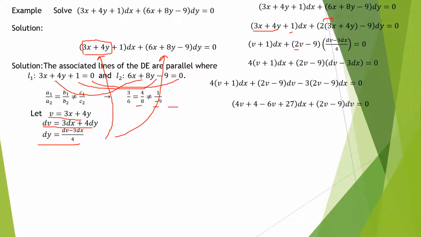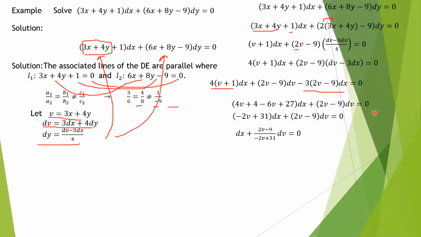So that's 4(v + 1), which is 4v + 4, and then negative 6v. Negative 3 times negative 9 is positive 27, then put the dx, and retain (2v - 9)dv = 0. Further simplifying, 4v - 6v is -2v, and 4 + 27 is 31, so (-2v + 31)dx + (2v - 9)dv = 0. Notice that this is already variable separable.